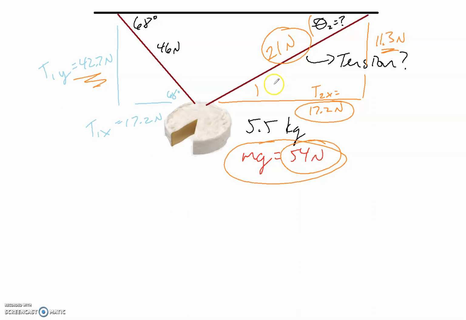And if we do that, this ends up being around 33 degrees. So this would also be around 33 degrees. So there you go. So that's how you can solve it with things that are not symmetrical. Okay, x's are equal, y's add up to gravity.